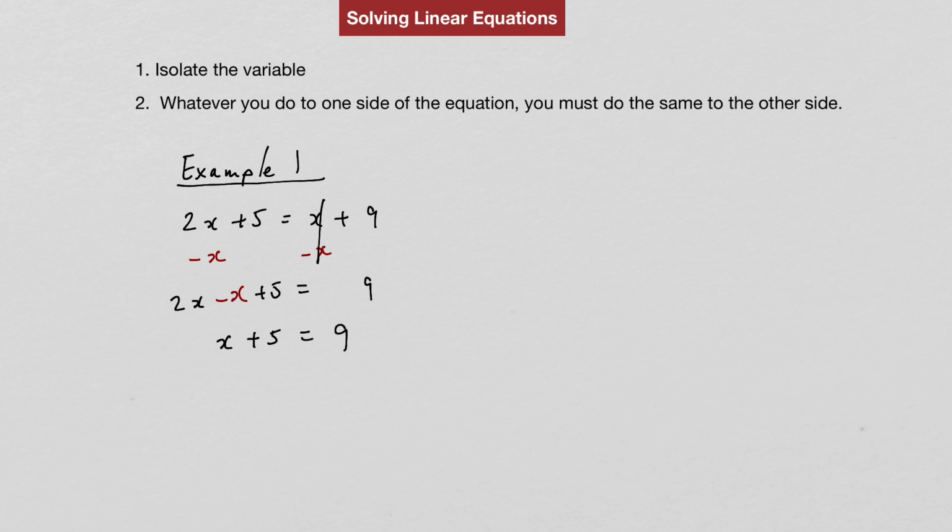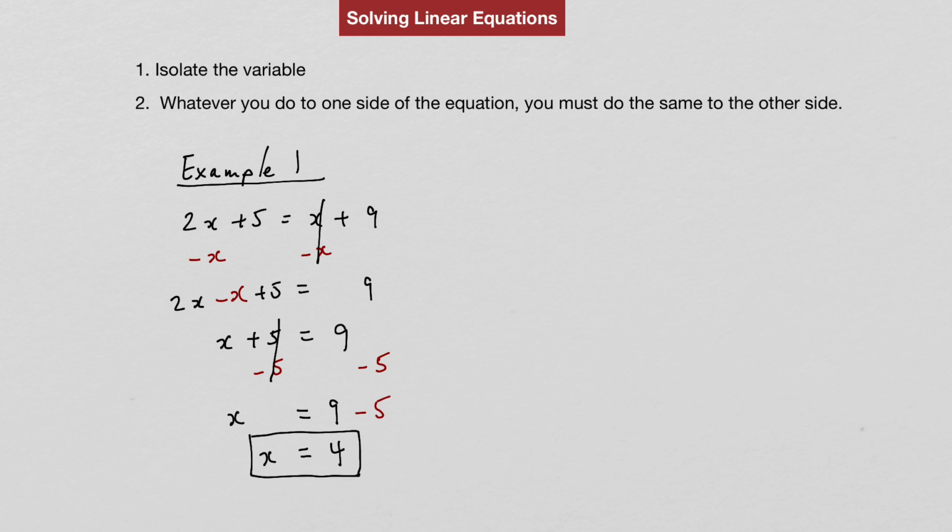Now we're going to move the 5 over to the other side of the equation. To do that, we have to subtract 5 from both sides. Subtract 5, and subtract 5. Once we do that, we're left with x. The 5 and the negative 5 cancel each other out. We have equals 9 minus 5. Then we finish the computation and get x = 4. That is our answer to example 1.